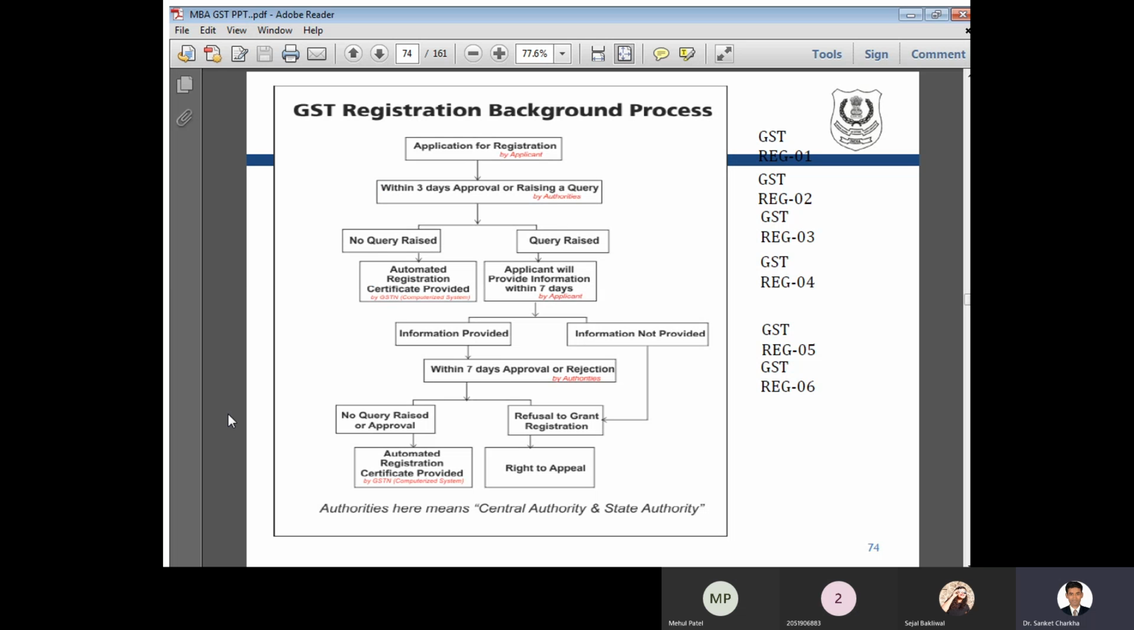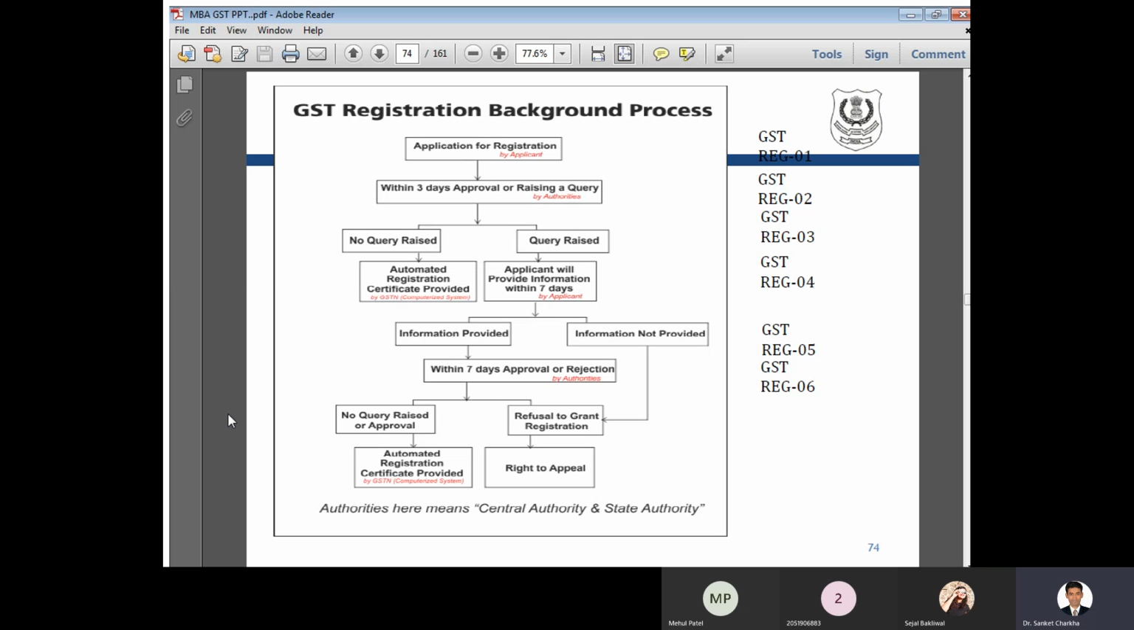Now the GST registration background process. How does the background process work, or how is it undertaken? On the right hand side, you can see the various forms that have been provided and the various steps that you have to conduct. So GST registration has steps 1, 2, 3, 4, 5, 6. Under these six steps the process is conducted, and at different levels the activity is carried out.